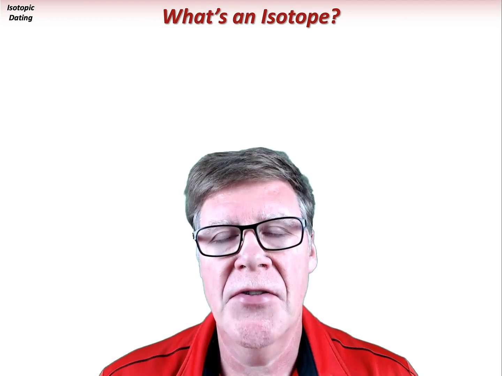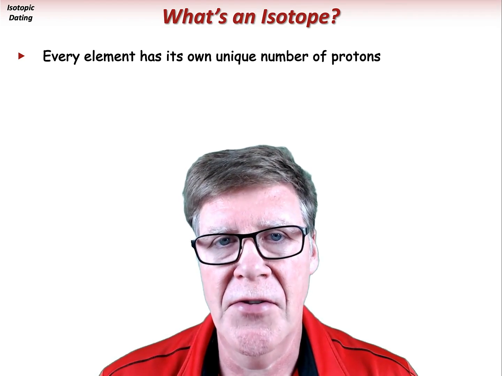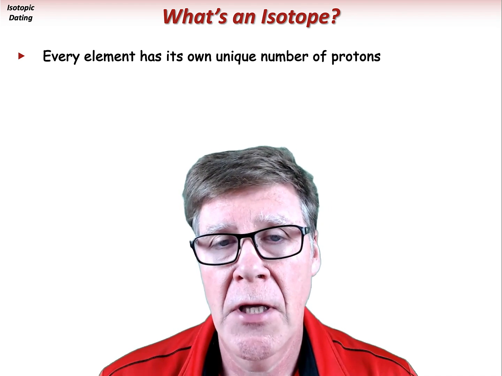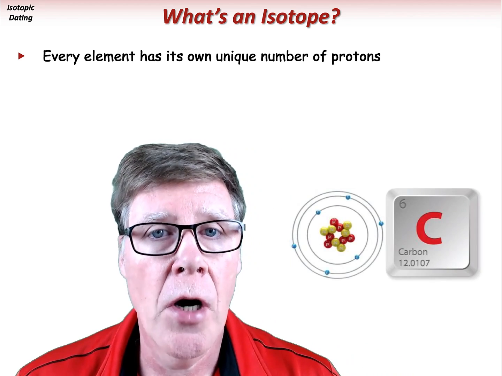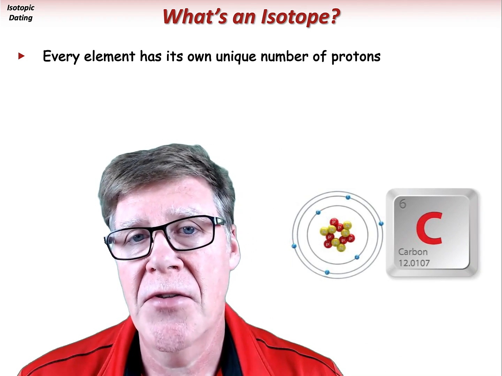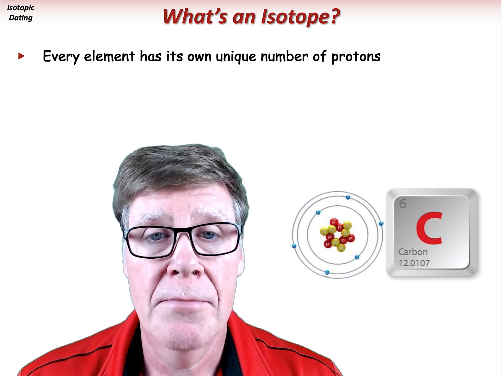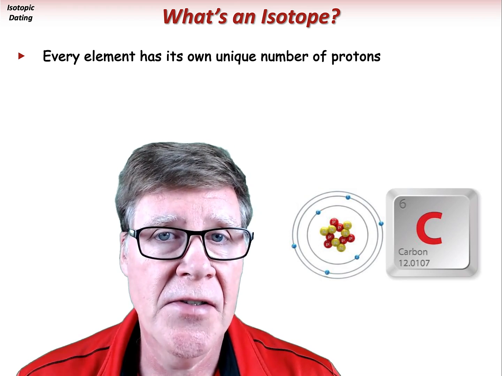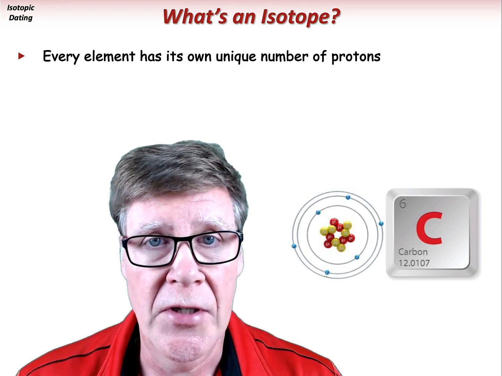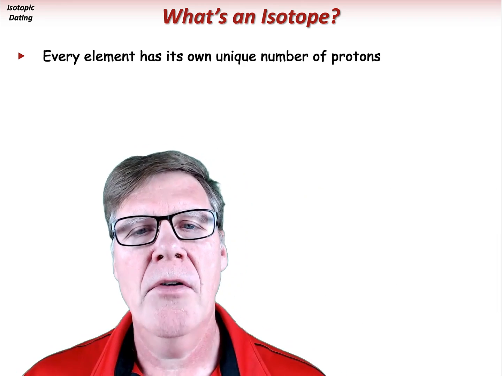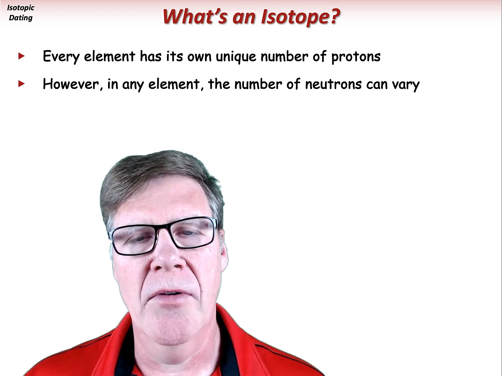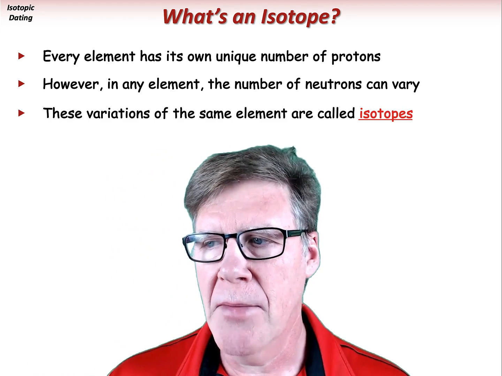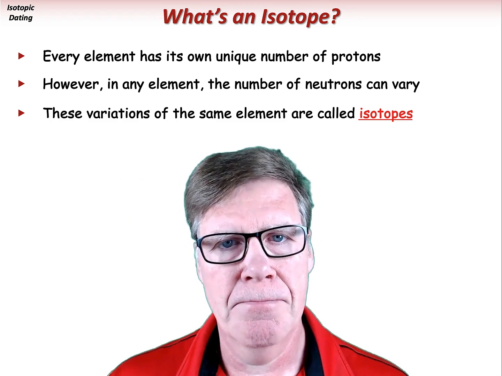Every element has its own unique number of protons in its nucleus. This is how we distinguish one element from another. For example, the element carbon has 6 protons in its nucleus. Always. If an atom does not have 6 protons in its nucleus, then it isn't the element carbon. However, in any given element, the number of neutrons in the nucleus can vary. These variations of the same element are called isotopes.